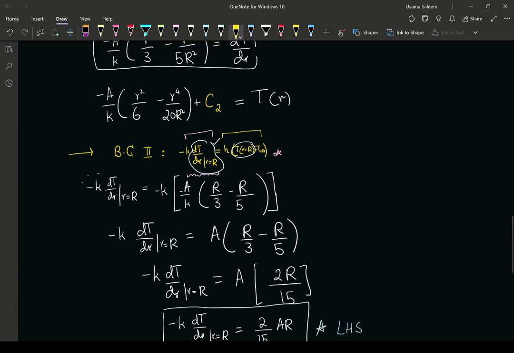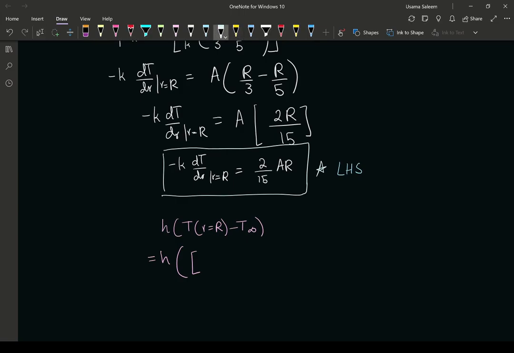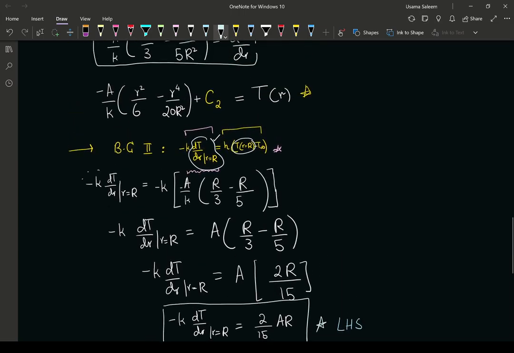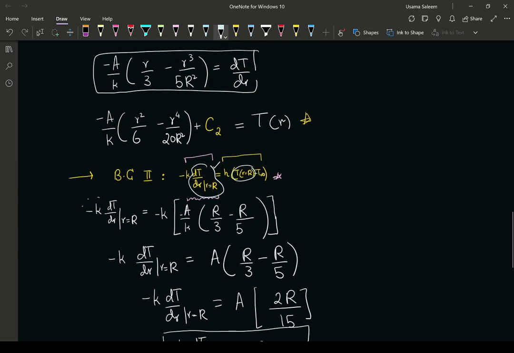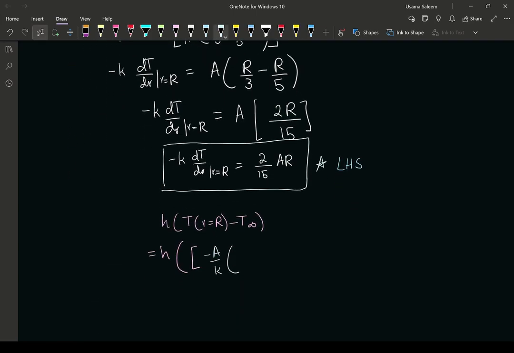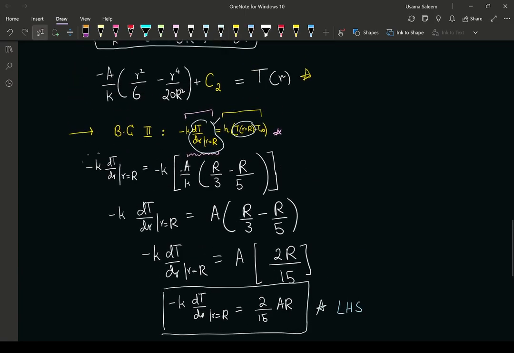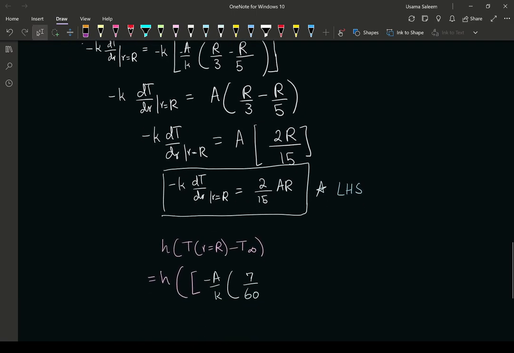So the expression for the temperature, this one, that's just going to be negative A over K. Let's switch colors. Negative A over K times, what was that? Okay, it's gonna be R squared. I'm just gonna skip some steps, if that's okay, and hopefully if I don't make a mistake, this is what you're gonna get: 7 over 60 times R squared, plus C2. Alright, close that parentheses, minus T infinity.